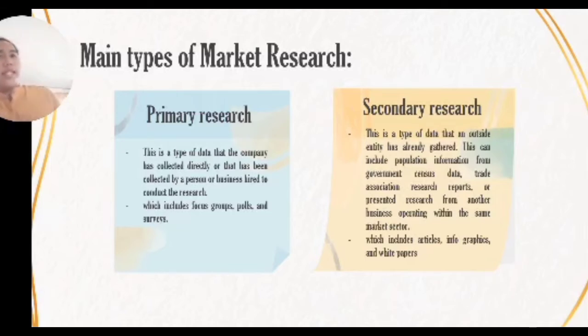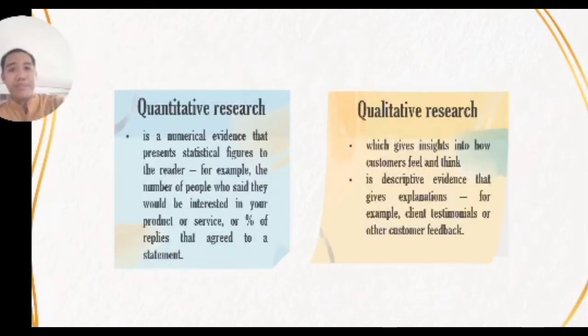The difference between primary research and secondary research is that primary research is conducted directly, like having a survey first directly with the potential customers, while secondary research goes through other sources, like gathering factual data from government census data and other research reports.